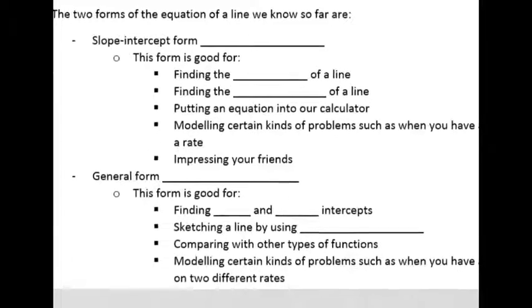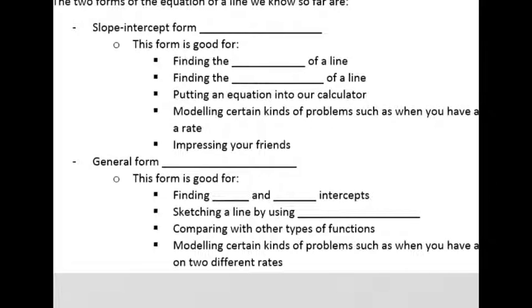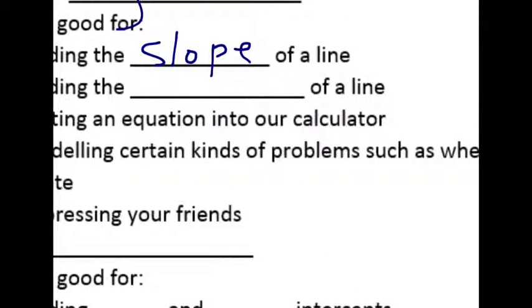So let's just review the 2 forms that we know. We know slope-intercept form. What does that look like in general? Y equals mx plus b, right? If I see an equation where I have y equals something times x plus something, it's in slope-intercept form. Okay? What is it good for? Well, it's good for finding the 2 main things about the line. The slope and the y-intercept, right? That's why it's called slope-intercept form, because it tells you those things directly.